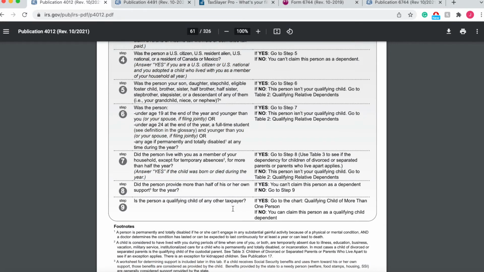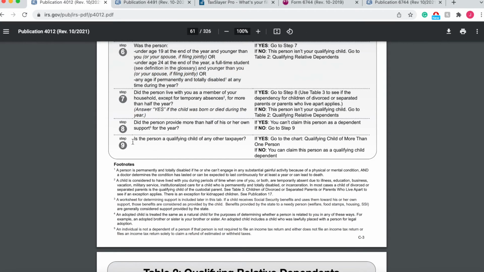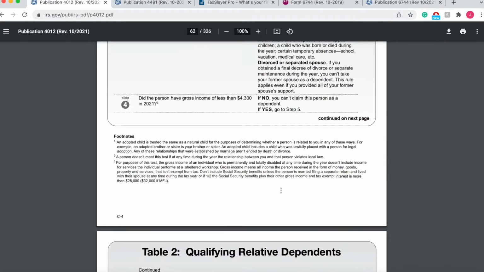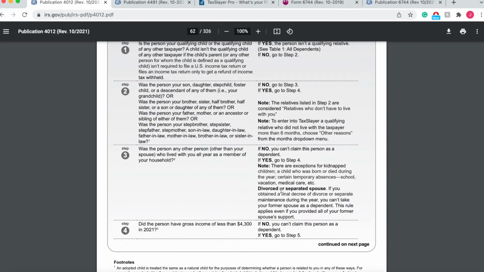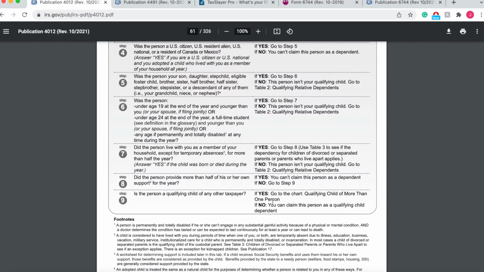Yes. And so what we do now is we come here to step 8, and it says, did the person provide more than half of his or her own support for the year? And we say no, because we remember that Jennifer paid the entire thing pretty much on her own. And so we say, is this person a qualifying child of any other taxpayer? No. We went through that chart already in table 3, and this is the only one that applied. And so we say no, we can claim that person as a qualifying child or dependent. Apologize for misspeaking there. I've been recording too many of these videos today.